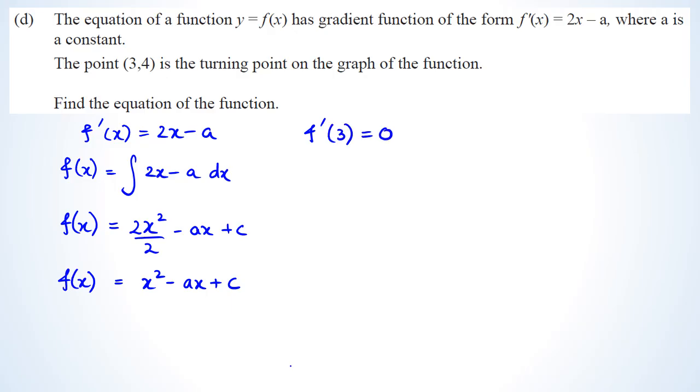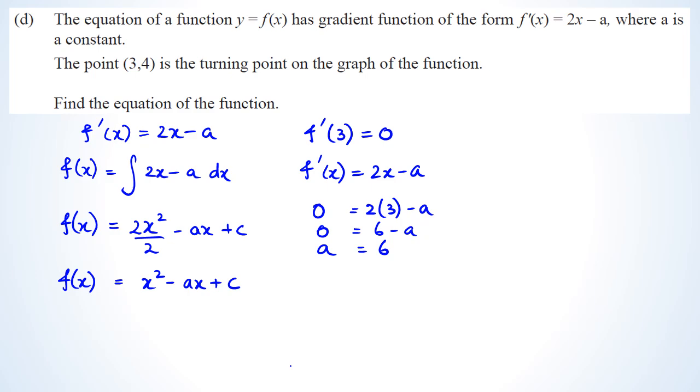But if you have a look at it, we've already got the gradient function. The gradient function is f dash of x equals 2x minus a. And because we know that f dash of 3 equals 0, we can say 0 equals 2 times 3 minus a. So we're going to get 0 equals 6 minus a, rearranging it, we're going to get a is equal to 6.